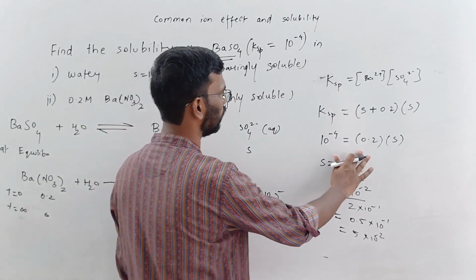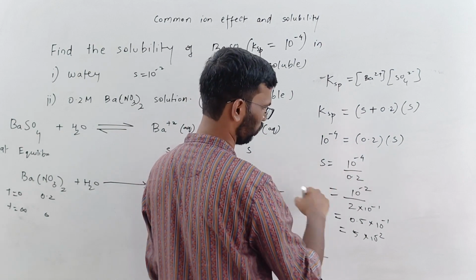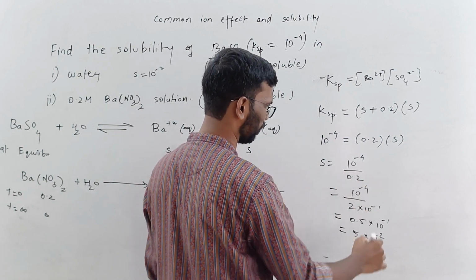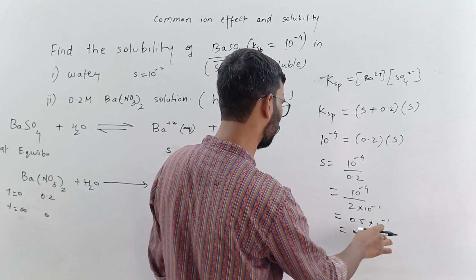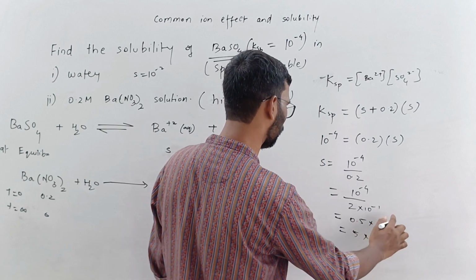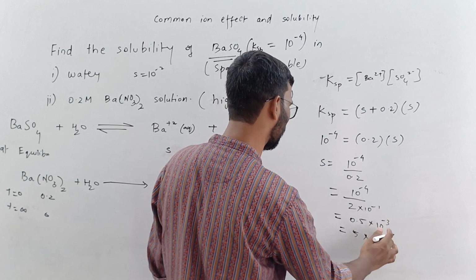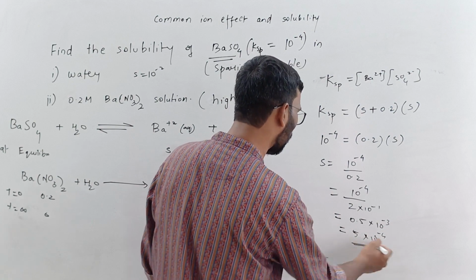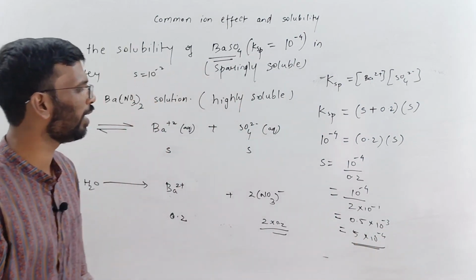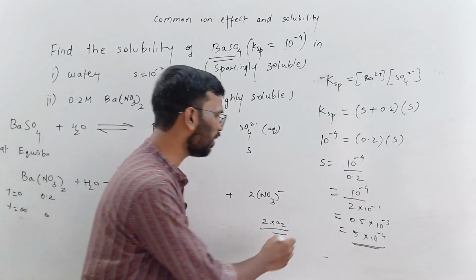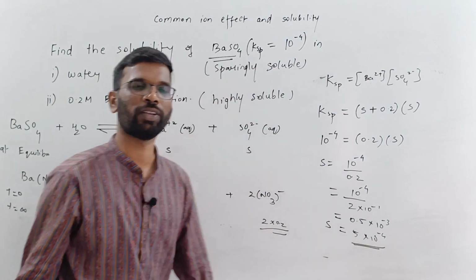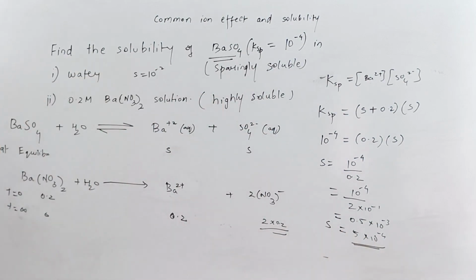So this is 0.5 into 10 raised to minus 3, which is 5 into 10 raised to minus 4. Sorry, this is minus 4, no? Yeah, this is minus 4. So now the solubility has gone down, no? Earlier it was 10 raised to minus 2. Now it is 5 into 10 raised to minus 4. This is the whole idea about the common ion effect.